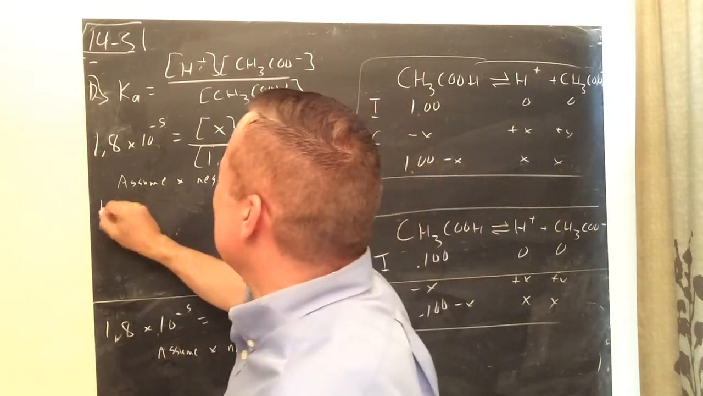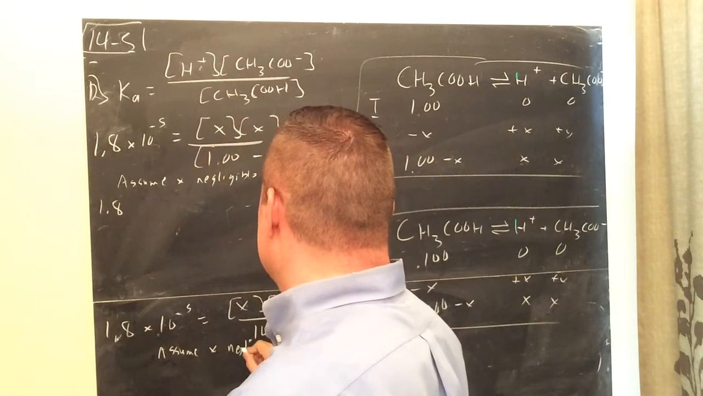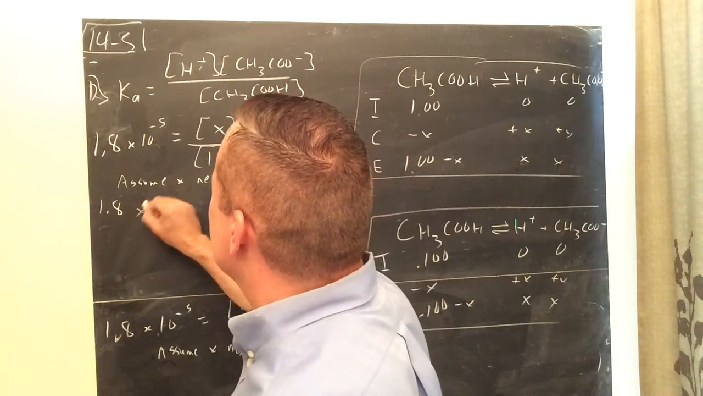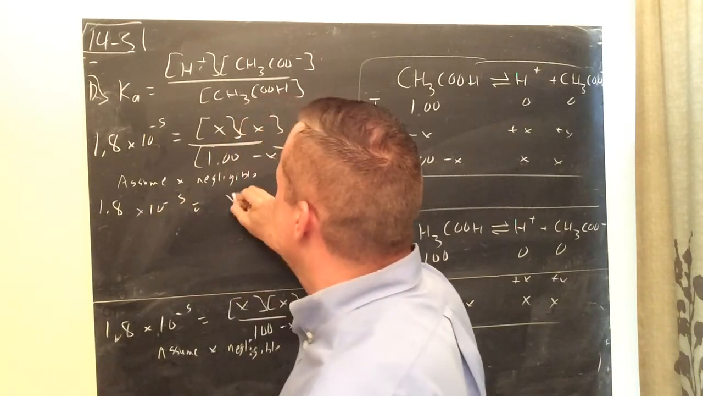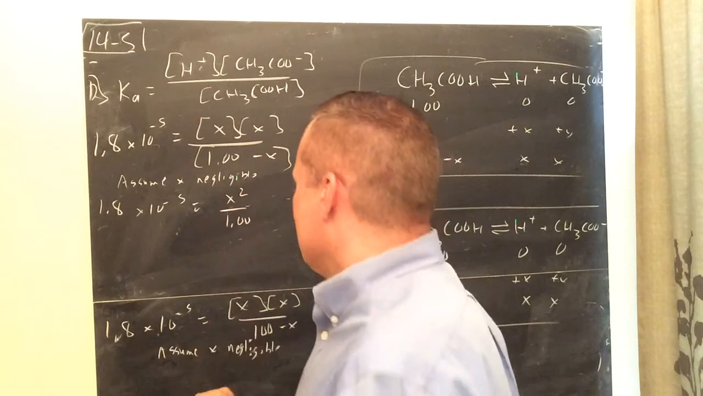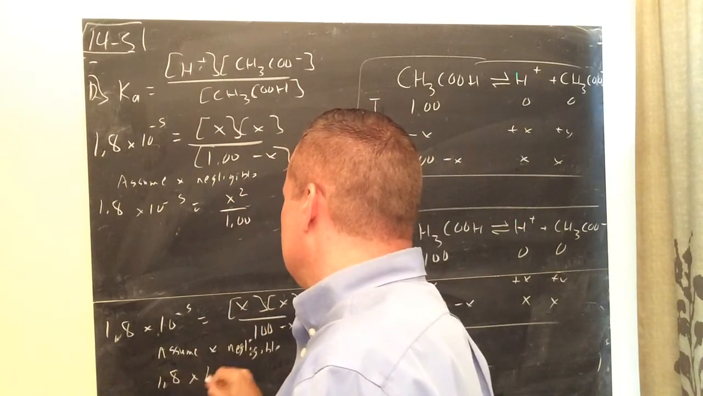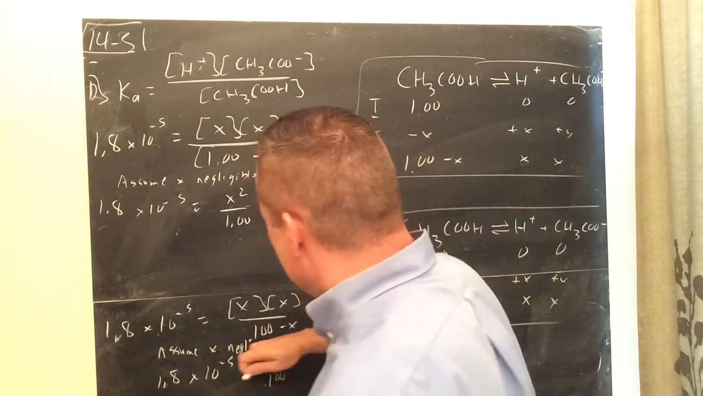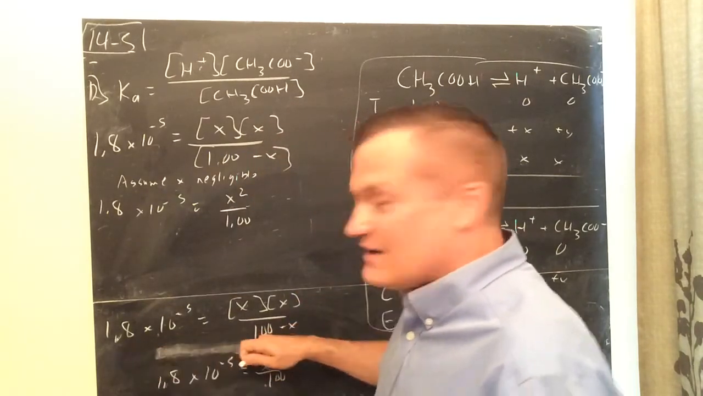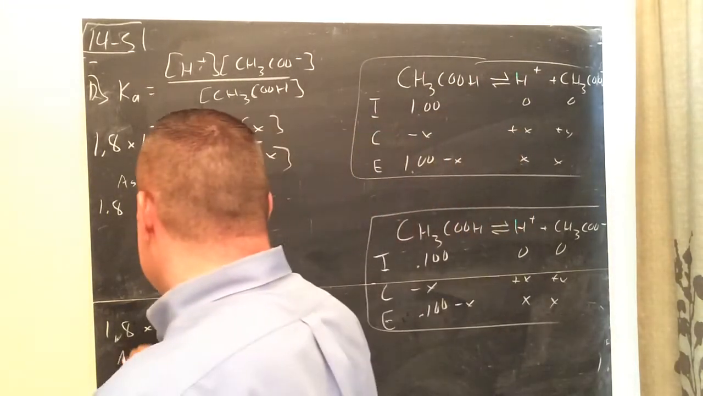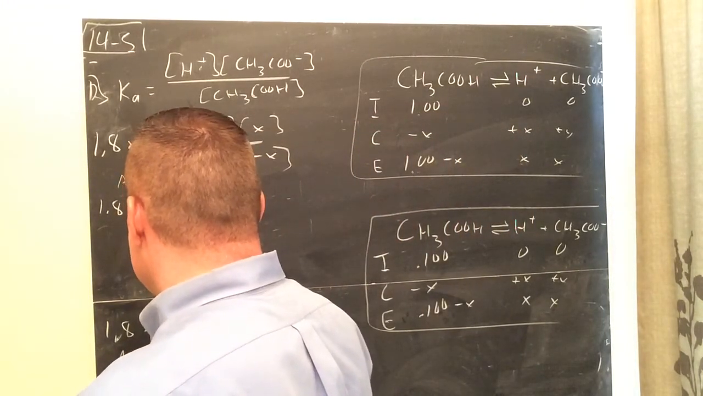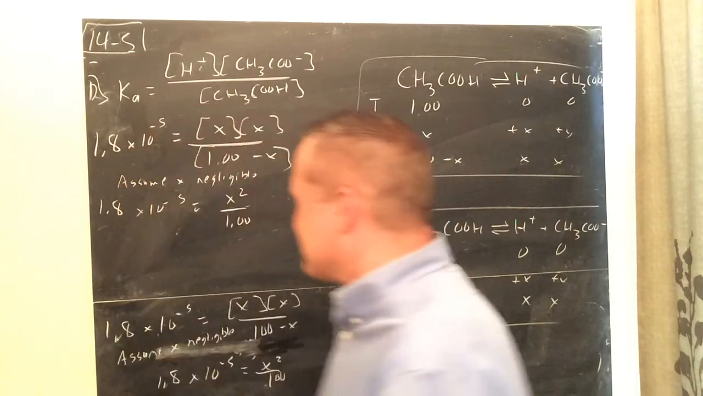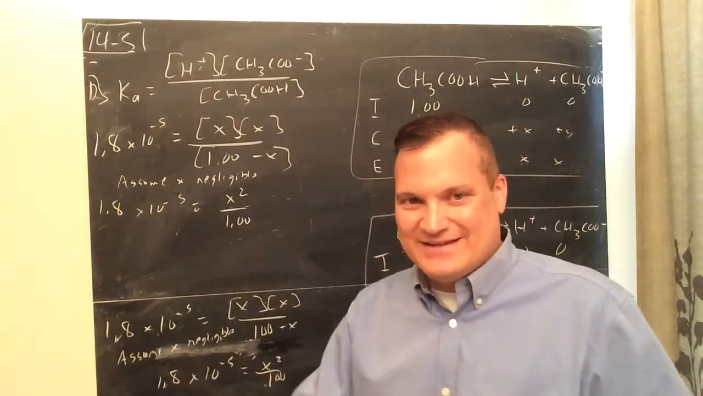All right, now 1.8 times 10 to the negative 5. That's going to be x squared over 1. That's going to be 1.8 times 10 to the negative 5 equals x squared over 0.100. What a mess I've got there. Can you even read all? Yeah, I guess you can see that nastiness. Okay. Assume x negligible. Like I said, you don't even have to have proper English. Assume x negligible. They'll know what you mean.